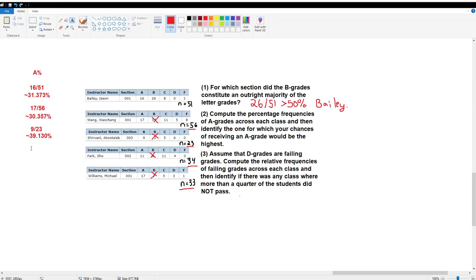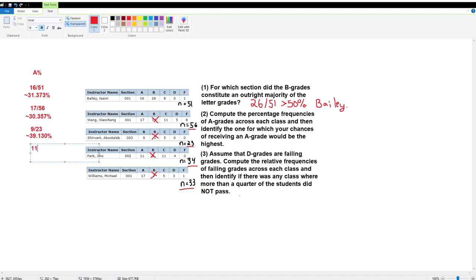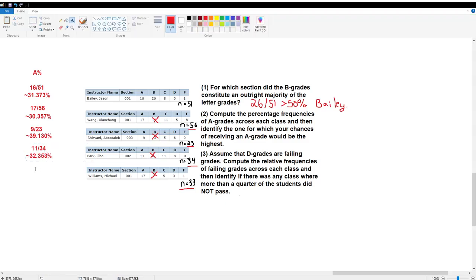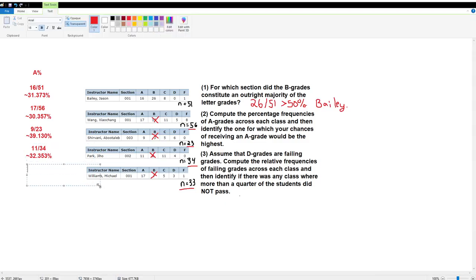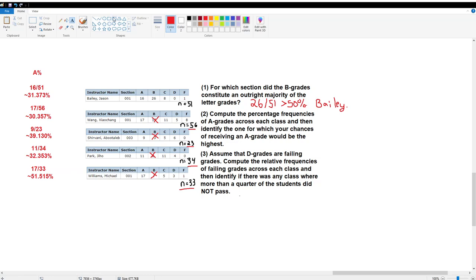Then for our fourth section, we have 34 students, 11 A's, and that is going to come out to be about 32.353%. For our final section, we have 17 A's, 33 students total. That's an outright majority of 51.515%. And so, the final section is the one where, on paper, randomly picking a student, the chances of getting an A would be the highest.